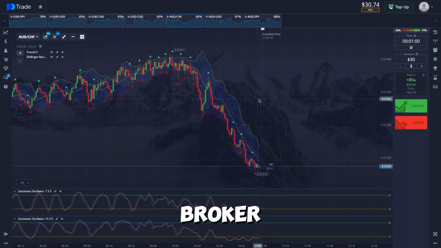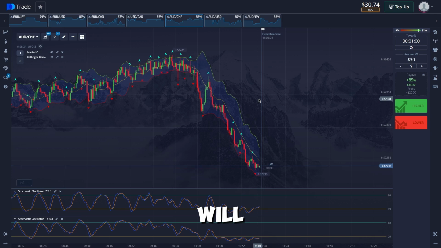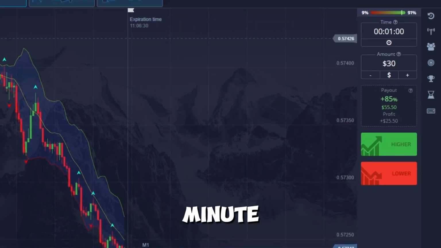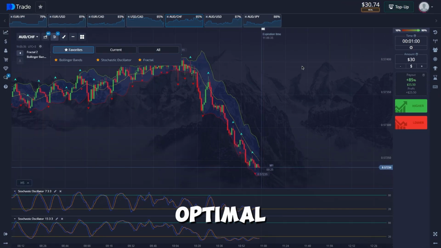So, we're on a broker. We have $30 on our balance, and it is with this amount that we will disperse our deposit today. We will open transactions on a 1-minute time frame, and I have already selected all currency pairs with the most optimal percentage for payments and chart movements.